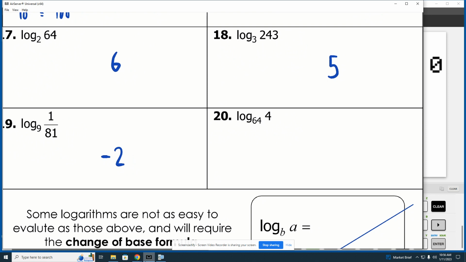0.3 repeating. I would love it if your calculator will change those to fractions. What is 0.3 repeating as a fraction? Y'all know how to do it in your calculator if you can't remember that? Alpha, y equals, number 4.